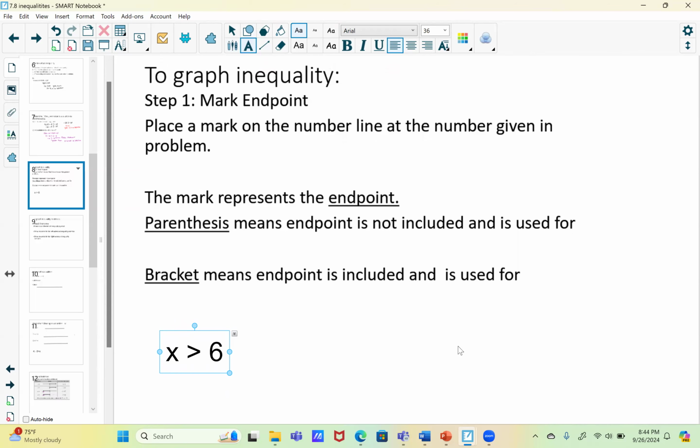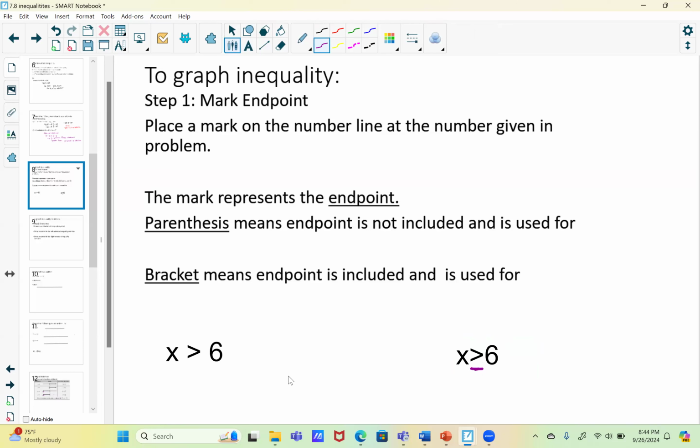And when we do that, again, we have two options. We have x is greater than 6, or I could have x is greater than or equal to 6, my two ways that this could look. And so we want a way to tell the difference between greater than and greater than or equal to. The difference is we either use parentheses or brackets, or sometimes they use open circle or closed circle. Parentheses or an open circle means that the endpoint is not included, and it's used for less than or greater than. So for this one, x is greater than 6.